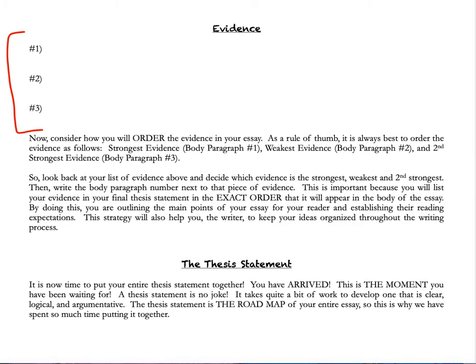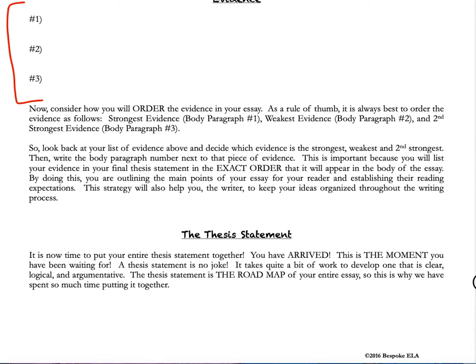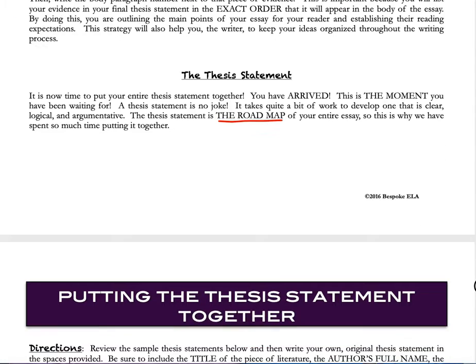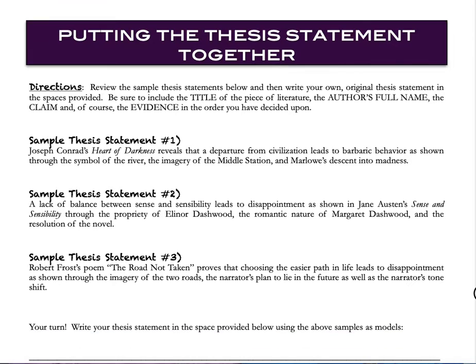So, your thesis statement. It is now time to put your entire thesis statement together. You have arrived. This is the moment you have been waiting for. A thesis statement is no joke. It takes quite a bit of work to develop one that is clear, logical, and argumentative. And again, it's the roadmap for your entire essay, and this is why we've spent so much time putting it together.